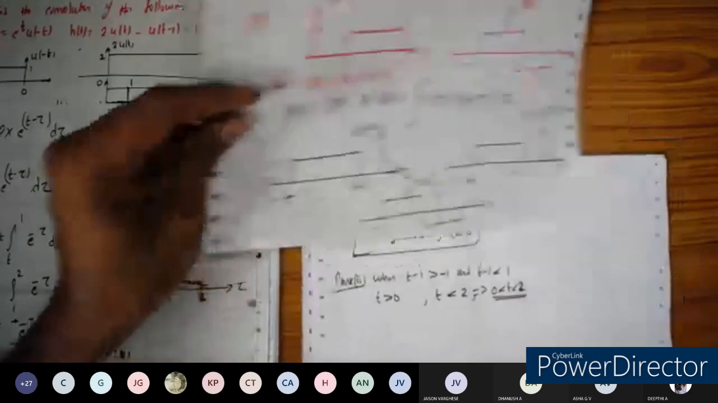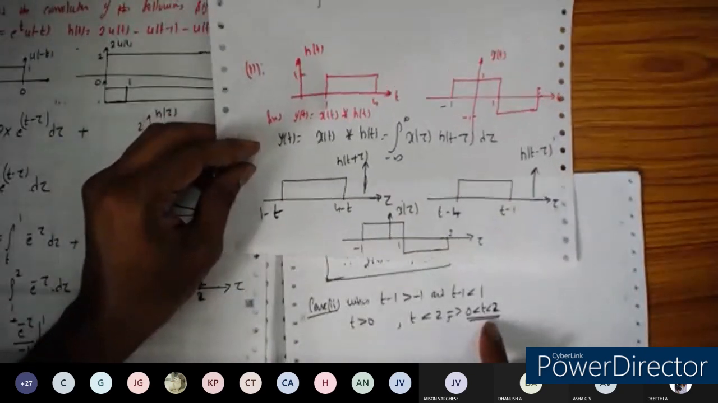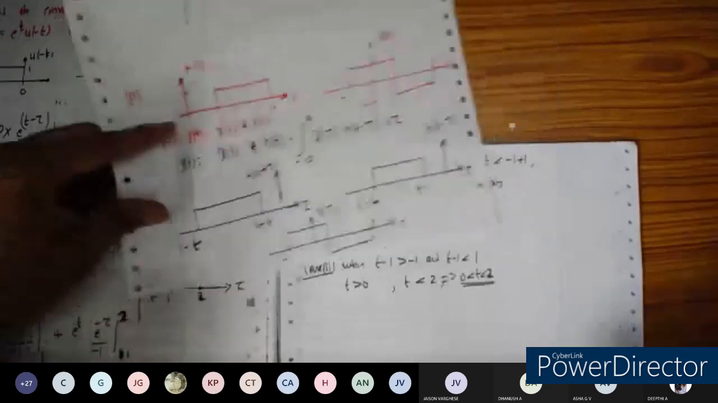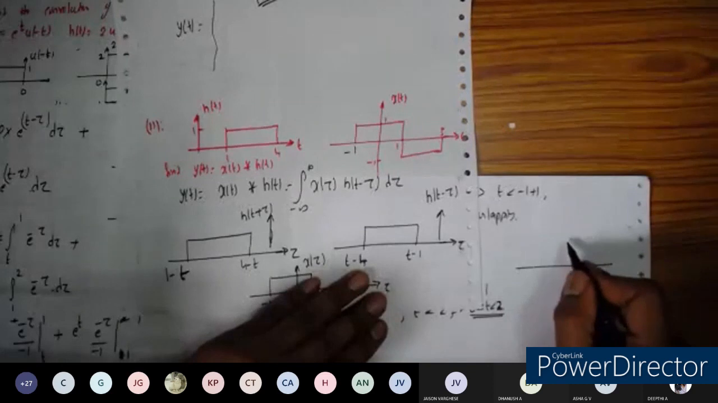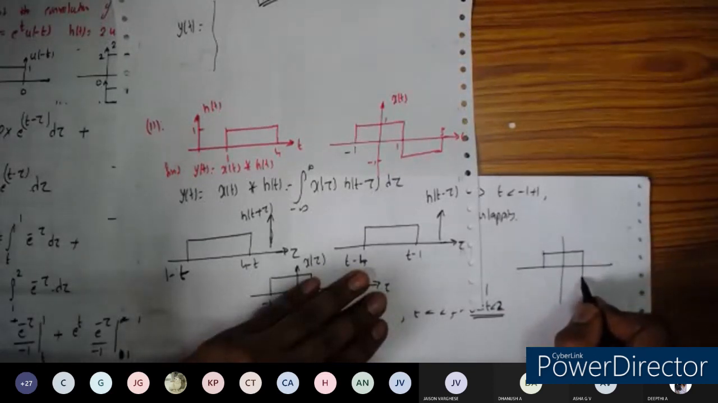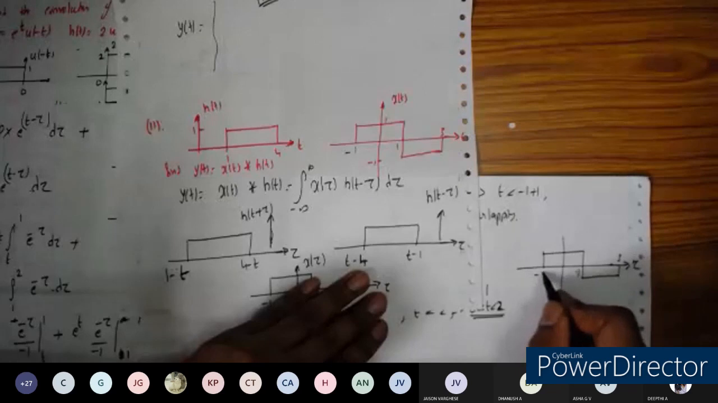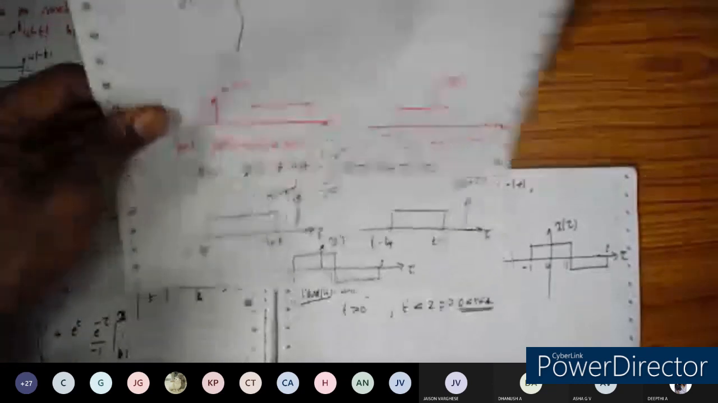So let me plot the waveform for this one. Any doubts in the time interval? So you're going to make t minus 1 greater than -1 and less than 1. Let me plot the waveform for x of tau first. So x of tau goes from -1 to +1, again from 1 to 3. This is the tau axis, this is 3, this is 1, -1, 0. So this is x of tau.